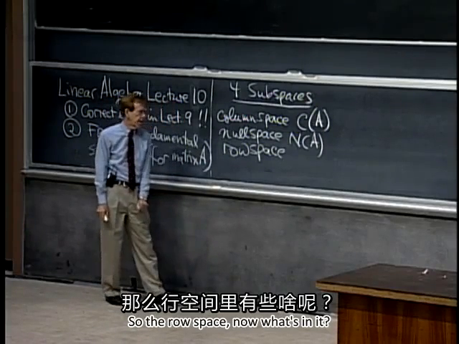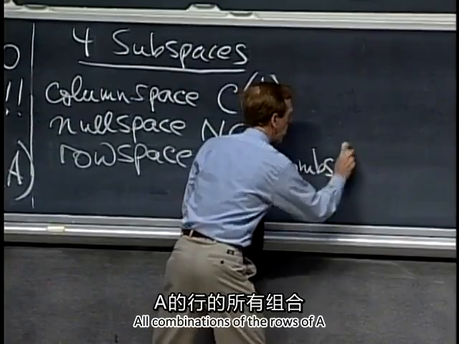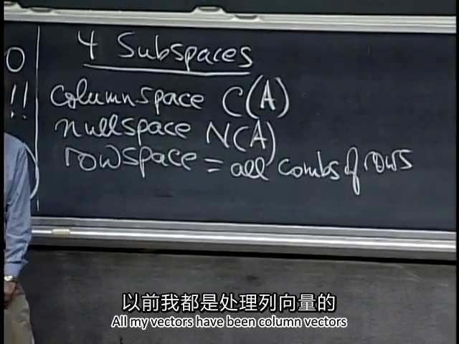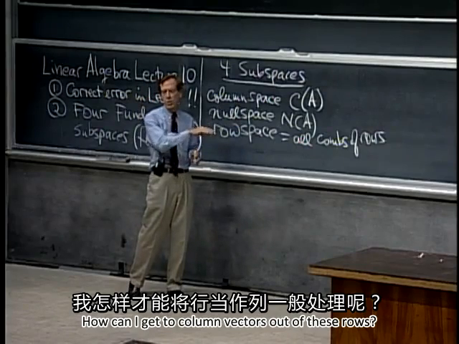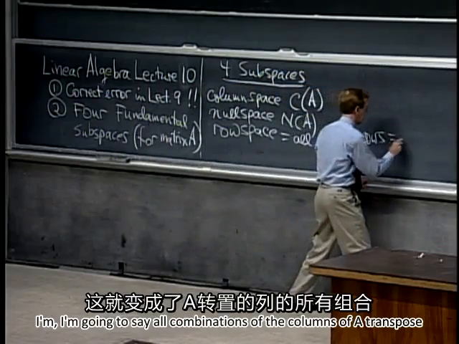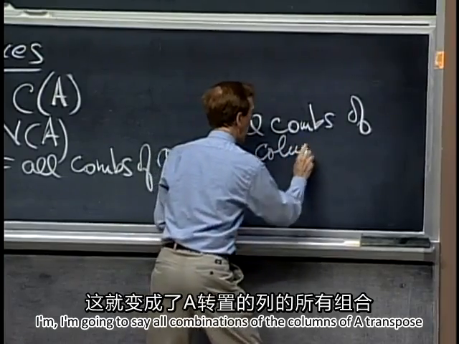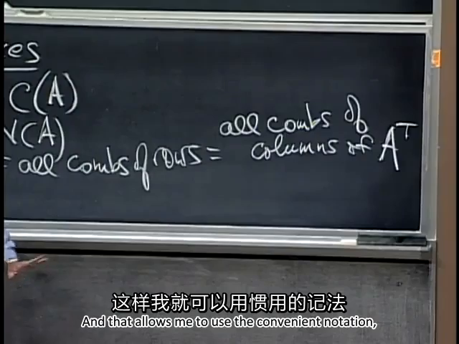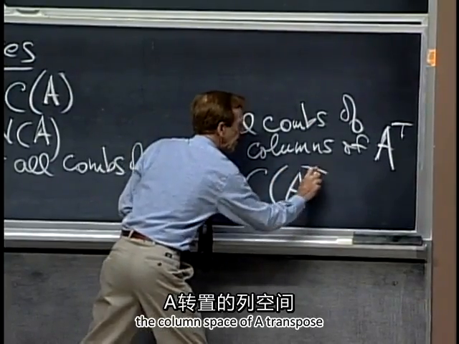So the row space, now what's in it? It's all combinations of the rows of A. But I don't like working with row vectors. All my vectors have been column vectors. I'd like to stay with column vectors. How can I get to column vectors? Out of these rows, I transpose the matrix. So if that's okay with you, I'm going to transpose the matrix. I'm going to say all combinations of the columns of A transpose. And that allows me to use the convenient notation, the column space of A transpose.